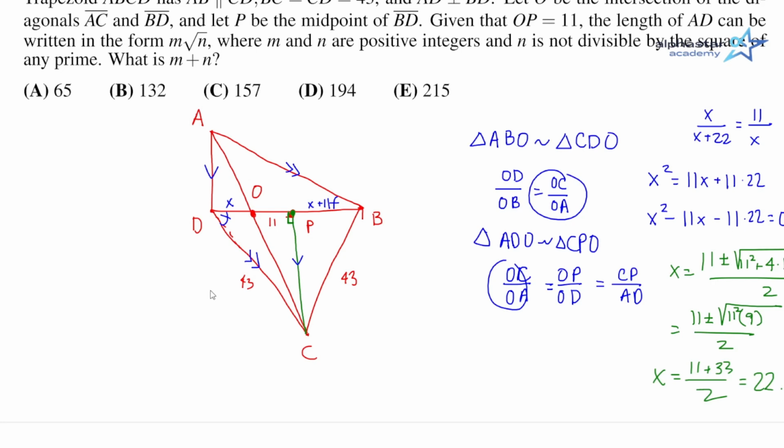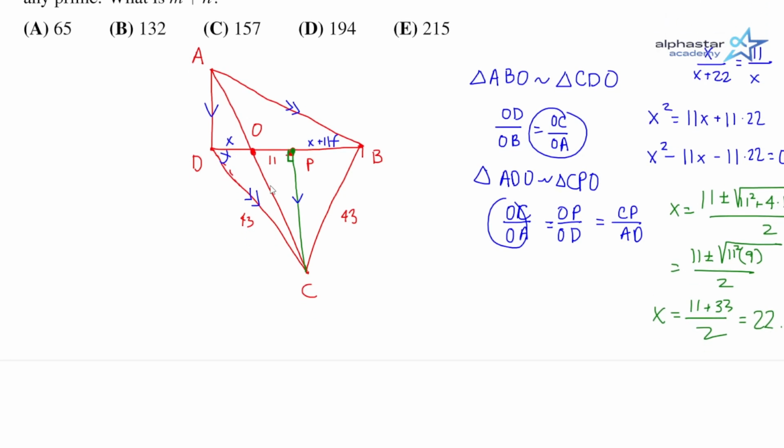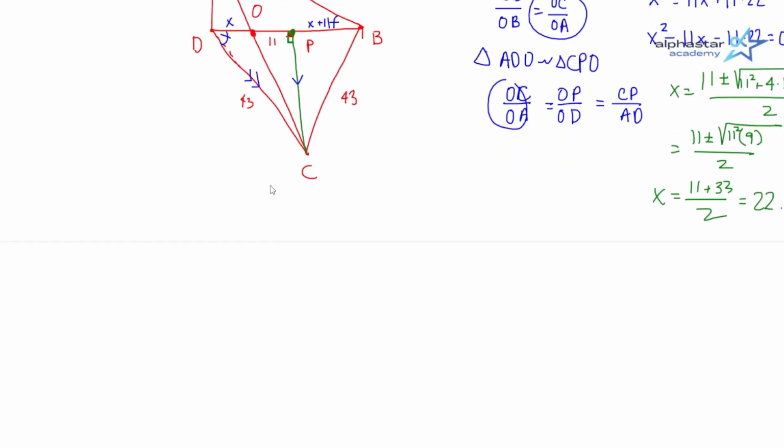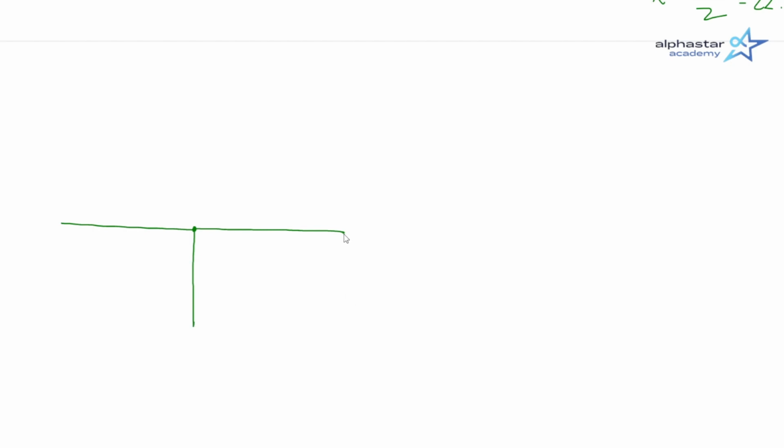So let's fill that out. That just means that all we need to do is find the remaining lengths. Notice that we're also given BC equals 43. So for example, in triangle BPC, we have a right triangle with hypotenuse 43 and leg x plus 11, which is 33. So now is a good time to draw a new diagram. Here's what it looks like. We have a length of 33 and another length of 33, and we're given that this is 43.